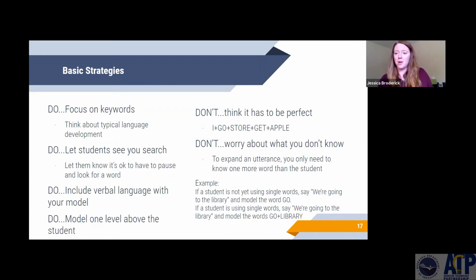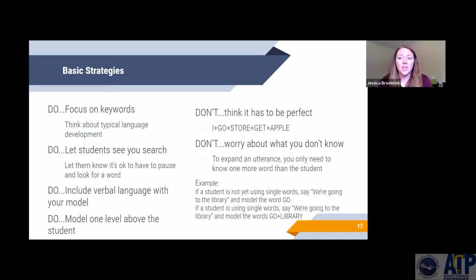Do let students see you search for words. So you can see when I was modeling to you, even though I've used this core word board a million times, it's a little bit different doing it this way on Zoom. But let them see you search. It's okay to not be perfect, and it's okay for them to know that sometimes we have to pause and look for a word. And that's normal. You know, we as adults, speaking people will often be like, oh, yeah, that name for that thing, and search through our mental vocabulary for something that we've forgotten the word for, or it's on the tip of my tongue and I just can't say it.